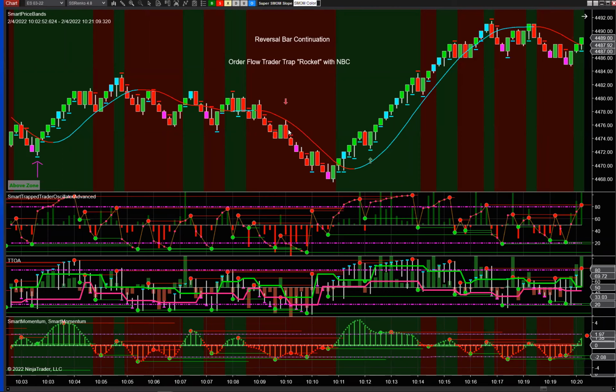So here's a signal that we use. It is a reversal bar to continue, and we call this a trader trap rocket. Here's what's happening. TTOA is saying order flow is way down. Smart momentum, we got momentum down, we got price action down, we got structure down. We've got everything south, and yet we have people that are buying this. Well, until TTOA gets above our midpoint line, I can't say it can't go up. We've just never seen it. In 5 years, we've never seen it not go up.